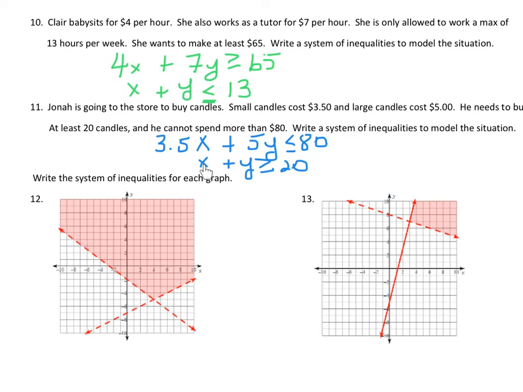Also, the number of candles that we can purchase, small candles plus large candles, needs to be greater than or equal to 20. So we want at least 20 candles, but more than 20 candles would be okay too. So we're going to write x plus y is greater than or equal to 20.